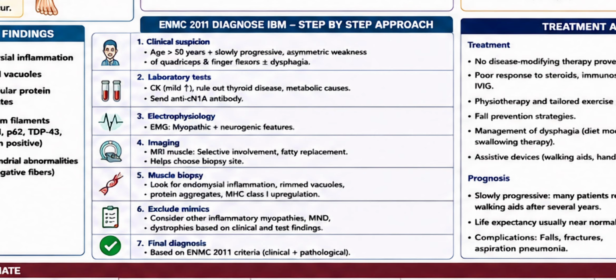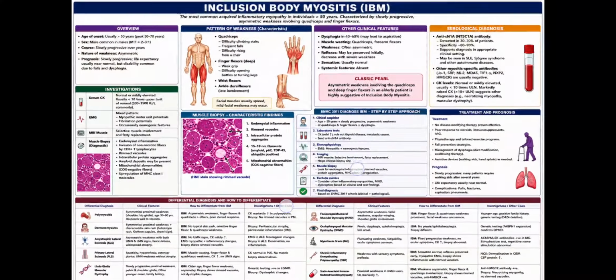Muscle MRI may show selective fatty infiltration and atrophy, particularly involving the quadriceps, flexor digitorum profundus, medial gastrocnemius, and other characteristic muscle groups. MRI can also help identify an appropriate site for biopsy. The definitive diagnosis is established by muscle biopsy.